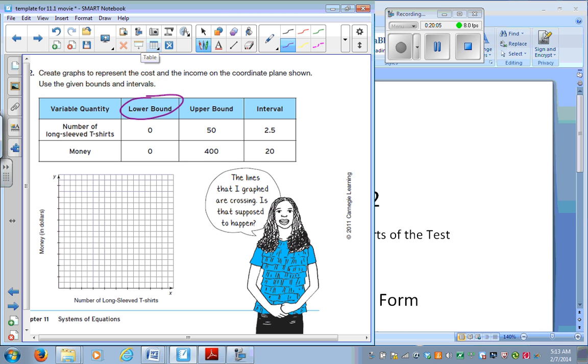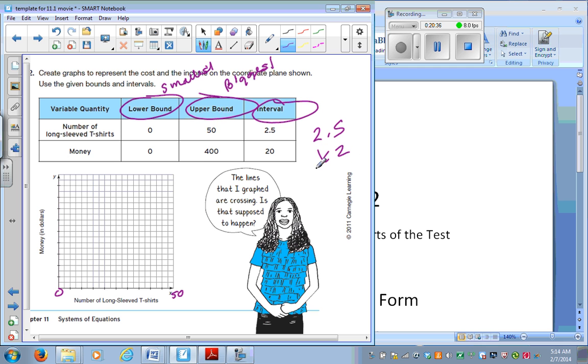Lower bound, guys, that's just a word that means the smallest number, which means upper bound is your biggest number. And then interval means how much you're going up by. So let me show you what this means. So for the number of t-shirts, your lowest number is going to be a 0. Your biggest number is going to be a 50. And then you're going up by 2.5 every time. So that means for every one of these little tick marks, you're going up by 2.5 every time.